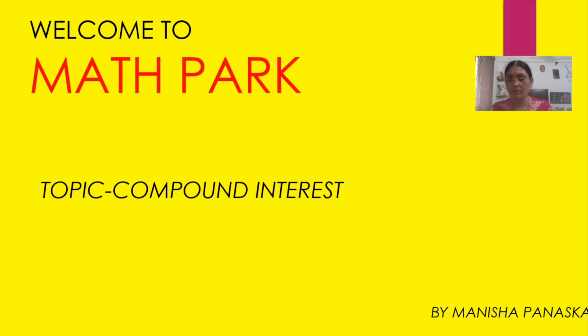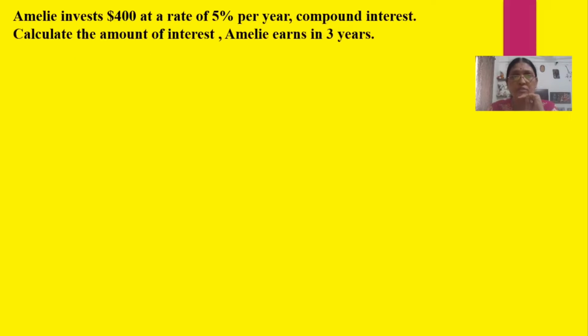In case of compound interest, the principal at the end of the first year changes. The amount we are going to get at the end of the first year, which is the principal plus interest, becomes the principal for the next year. That is how the money grows in case of compound interest. So for that, we need to understand the formula. Let us start solving the questions now.